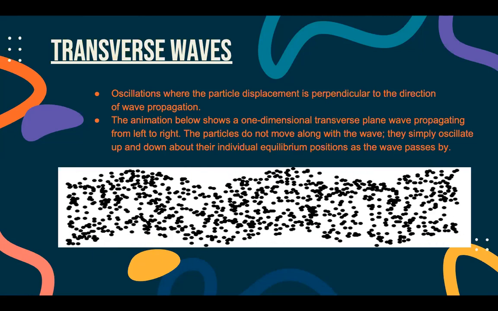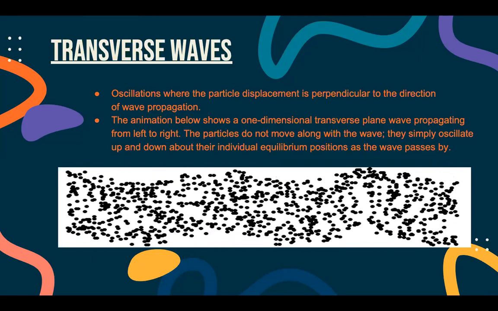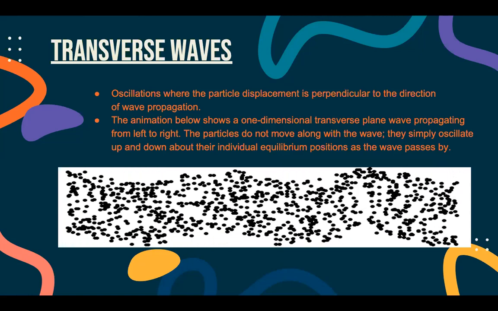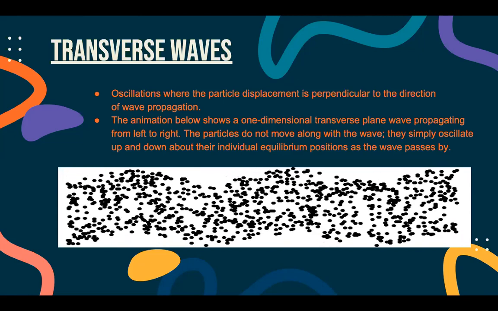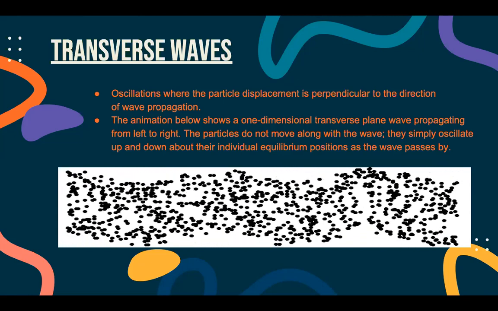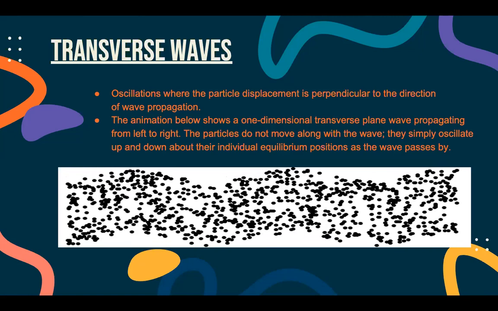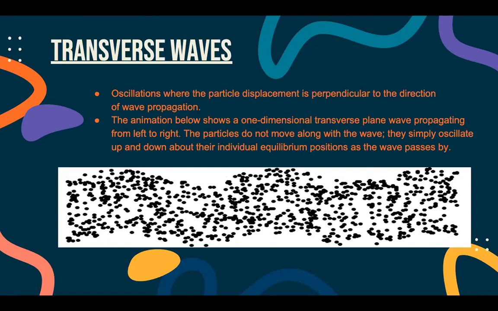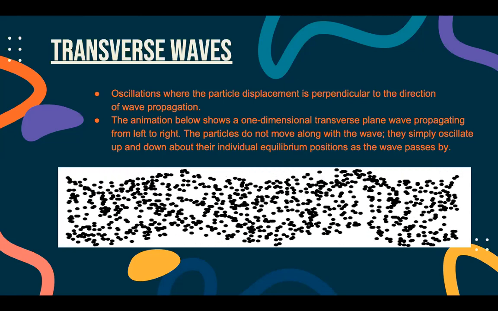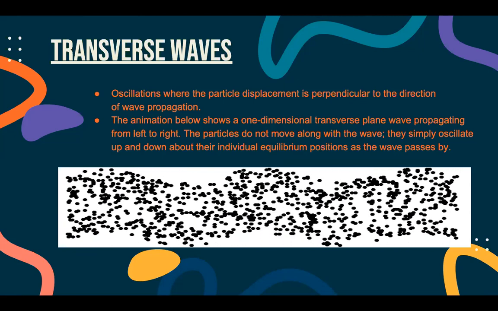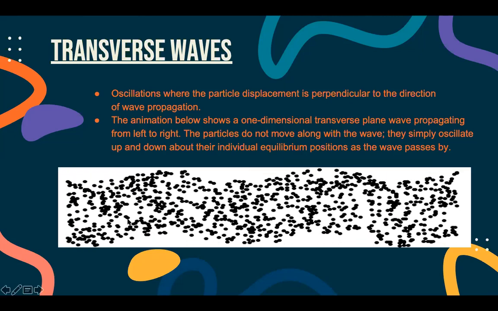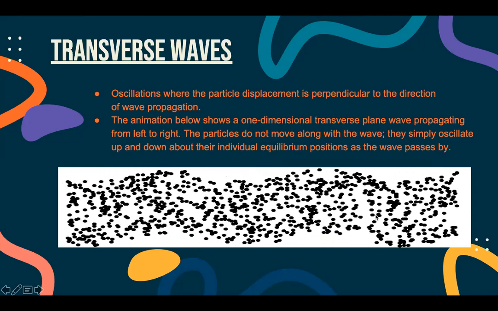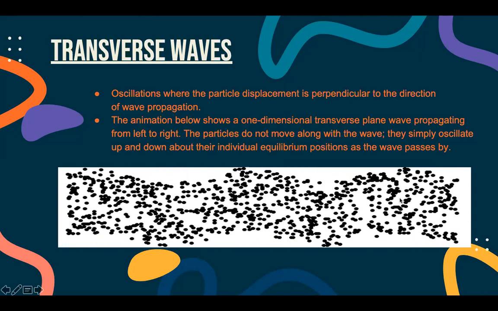Next is the transverse waves. These are oscillations where the particle displacement is perpendicular to the direction of wave propagation. The animation below shows a one-dimensional transverse plane wave propagating from left to right. The particles do not move along the wave. So we cannot see the compression and rarefaction in here, but we can observe that the particles are moving up and down, not left to right.